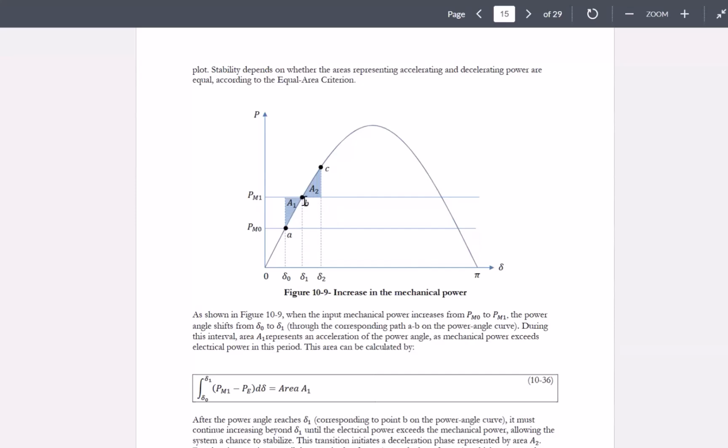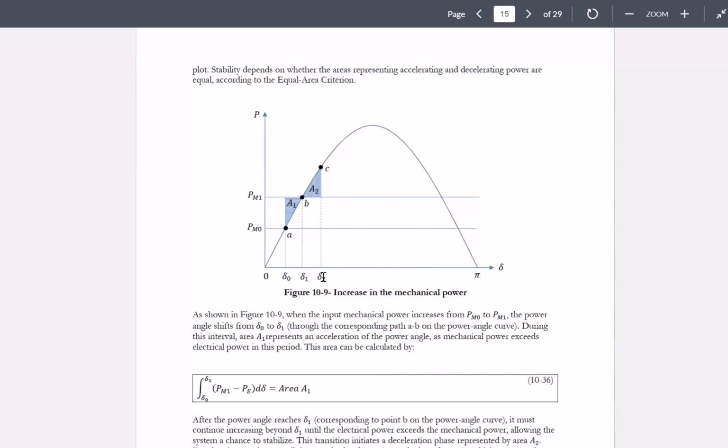But prior to getting to this point B, if the system is going to be stable, we will have some oscillations of angle between delta 0, going all the way through delta 1, and then pushing through delta 2, and then coming back and oscillating around delta 1, between delta 0 and delta 2.